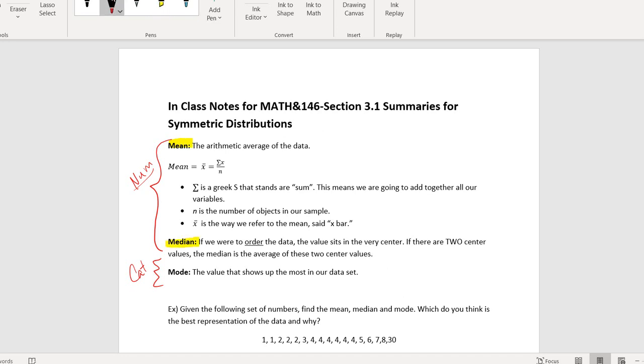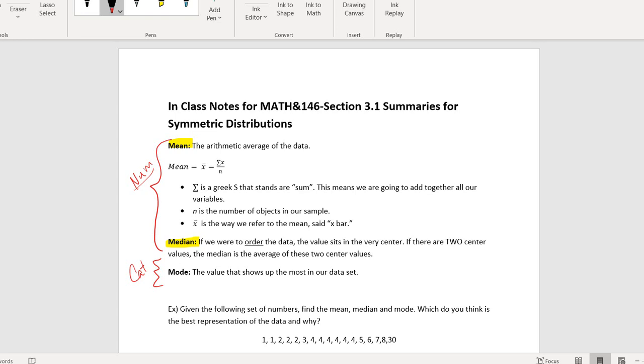Now, the mean is the arithmetic average. We usually refer to it as x bar, and this little symbol that looks kind of like an E means sum. It's a sigma, so you add all of your x values, or all your observations, together, and then divide by n, where n is the number of objects in our sample. The way I remember the mean is if someone says that you're average, they're being mean to you.